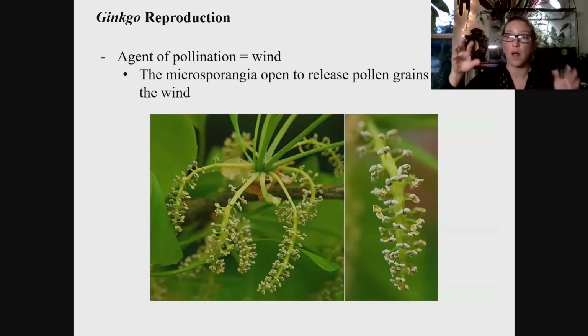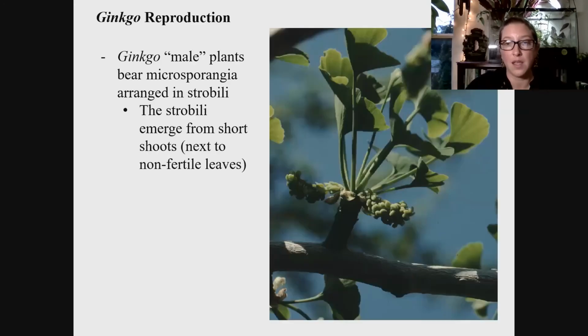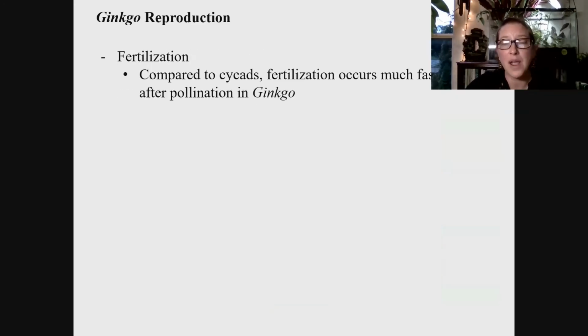And then eventually those pollen grains will land on one of these ovules, and that will allow the sperm to eventually reach the egg in the ovule. And compared to cycads, the time between pollen landing on an ovule and sperm and egg uniting is a lot quicker in ginkgo compared to the cycads.